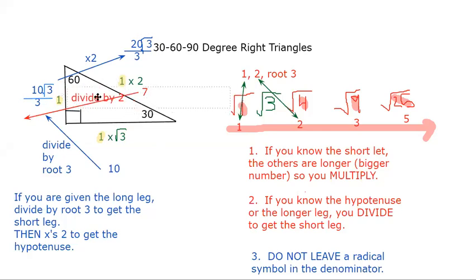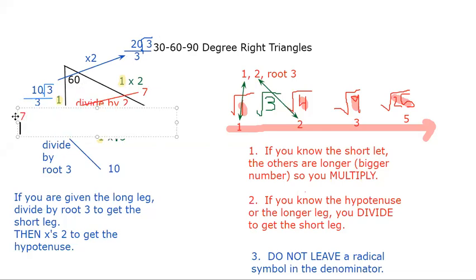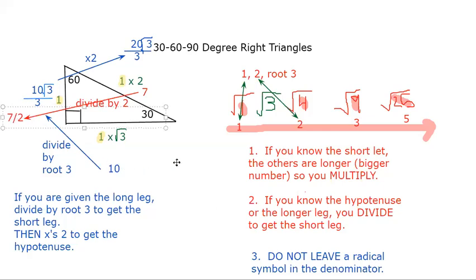Because if you went from the short leg to the hypotenuse, look at the blue arrow, that was multiplied by 2. Opposite, it gets shorter. If the number gets smaller, we must be dividing. 7 divided by 2. And you can just leave that as a fraction, 7 over 2. If they ask you to approximate, you could put it in your calculator and get a decimal.